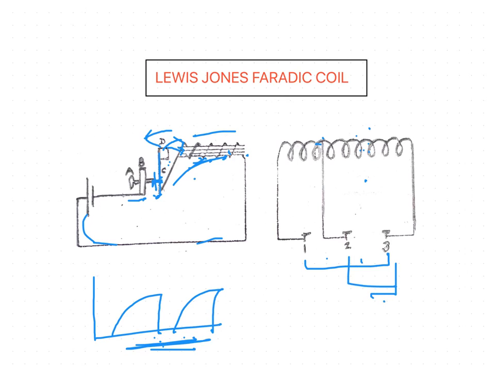Fine regulation of the current is obtained by moving the secondary coil over the primary. As the secondary is pushed over the primary, it is cut by an increasing number of magnetic lines of force and the induced EMF is increased. As it is withdrawn, the EMF is reduced. So the current from this battery can be surged by moving the secondary coil to and fro in this manner. This is about the Lewis-Jones Faradic coil.